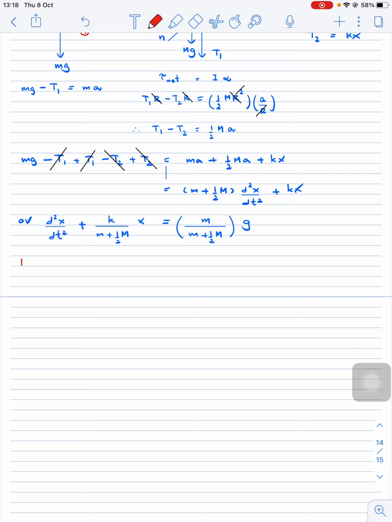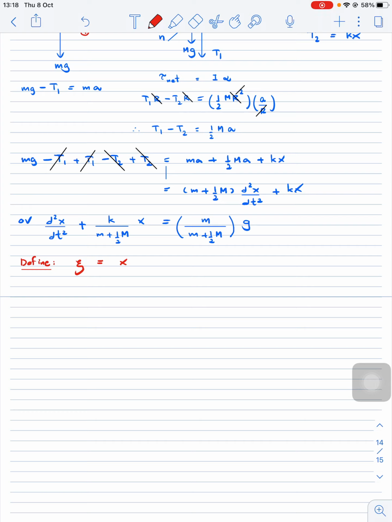So let's define here. Let me just define some variable. Maybe I can define this variable equal to x. I'm not sure.